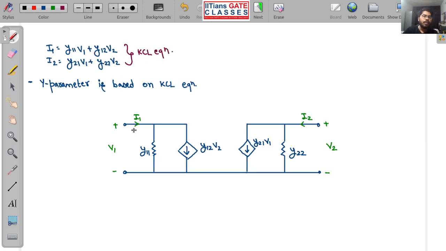If I write I1 is equal to Y11 V1 plus Y12 V2, what is this? Both of them are voltage controlled current sources. Again, you can see this is a transfer amplifier which is acting as a current source, and the value of the current source is voltage dependent. So this is known as my voltage controlled current source. This is the Y parameter model.